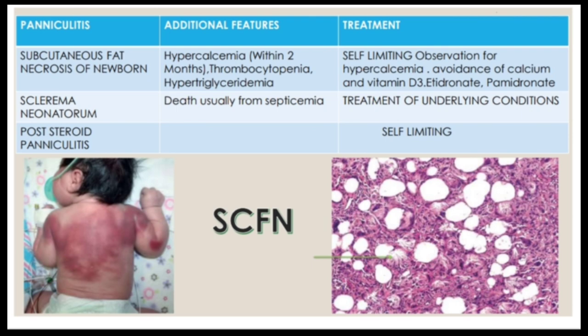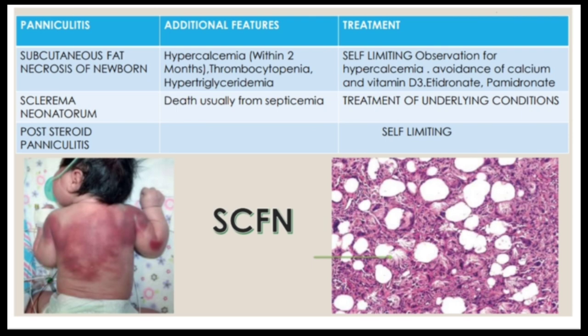Usually it is a self-limiting condition, and as hypercalcemia is a complication of this disease, observation for it should be taken care of, and one should avoid vitamin D3 and calcium. Calcium-wasting diuretics like furosemide can be used, and bisphosphonates, etidronate and pamidronate, can be useful in severe cases. Even systemic corticosteroid can be given in severe cases to subside the inflammation and to limit the hypercalcemia.